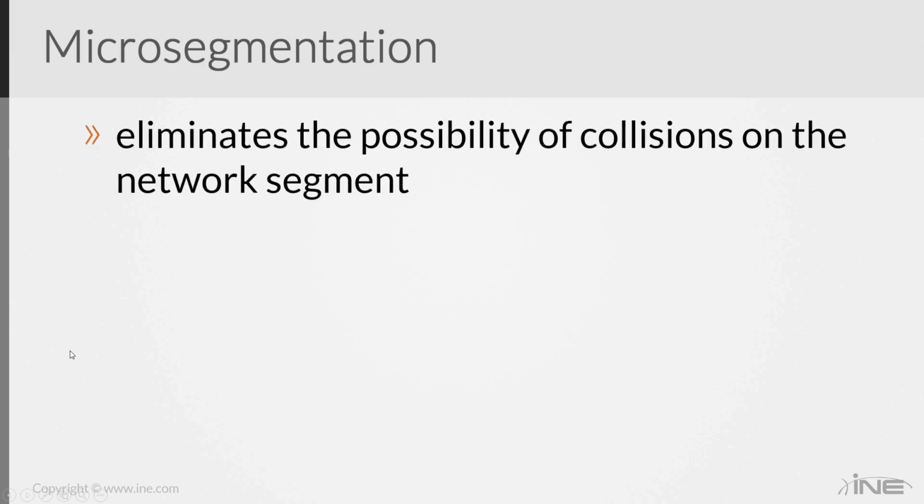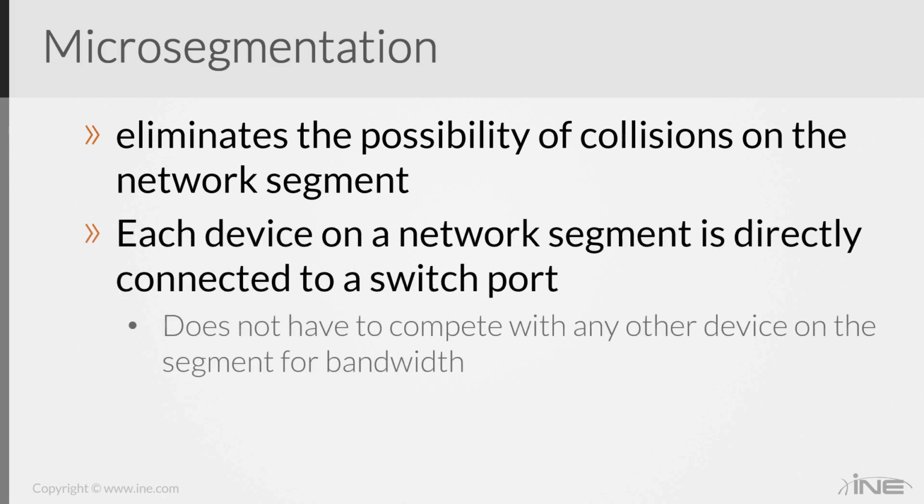Microsegmentation. So what this does is it eliminates the possibility of collisions on the network segment. Each device on the network segment is directly connected to a switch port. That is exactly how you prevent collisions in a switch. You put every port in its own collision domain. You make sure that the MAC address that's entered in that port is entered in the MAC address table, and that is how you prevent bad things from happening to good networks.